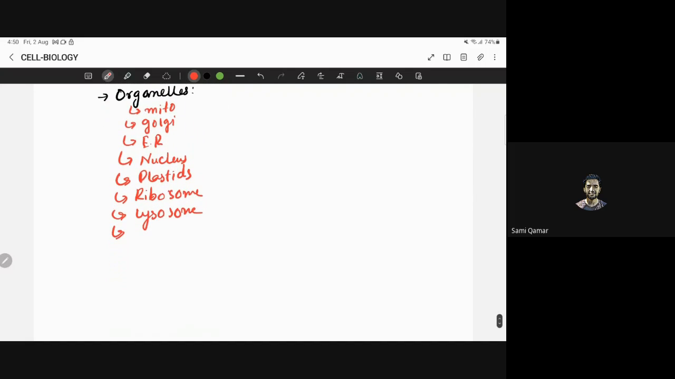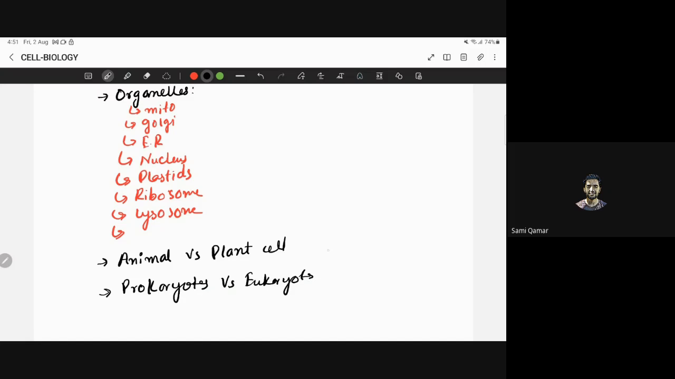After organelles, there is a very important topic I want you to know: animal versus plant cells. That is a very important debate, and it is clearly mentioned in the IMAT syllabus. There are supposed to be differences between them, and then there will be prokaryotes versus eukaryotes, which you can just read.